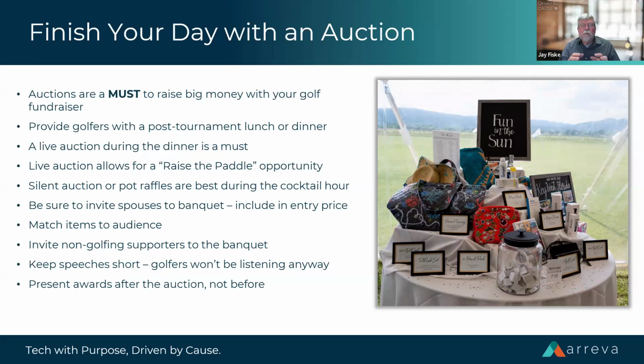The biggest problem with having a silent auction, as I've mentioned before, is that it takes time. But if you've done your silent auction during the 18-hole round, you could wrap up your silent auction when the last scorecard comes in, close the silent auction 15 minutes later, give everybody a best and final chance to put in their final bids, and then move right into the banquet. And then give them a really nice post-tournament lunch or dinner and have a live auction.